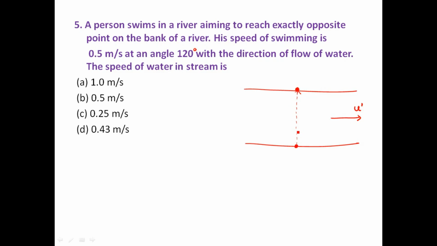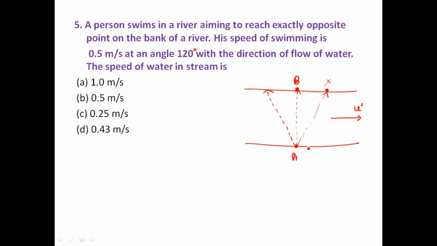But what if he swims only in this particular direction? It is not possible for him to reach this point, right? From A he wants to move to B. If he swims in this direction, it will not be possible for him to reach B. Because the flow of water is this way, there is a chance that he might reach this point. He doesn't want to reach there. So what does he do? He swims in this particular direction.